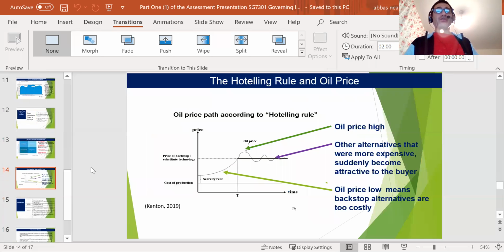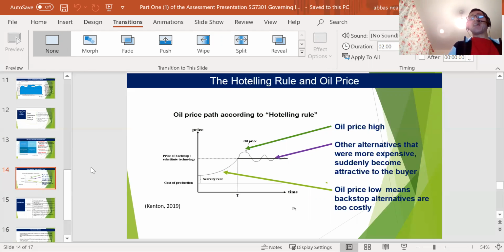Slide 14, the Hotelling rule and oil price. One influential financial theory about the oil price is Hotelling's rule. Hotelling's theory defines the decision price where the owner of a non-renewable resource will extract it and sell it. Otherwise, the supplier will leave it and wait for a more profitable situation. The rule was named after the American statistician Harold Hotelling.